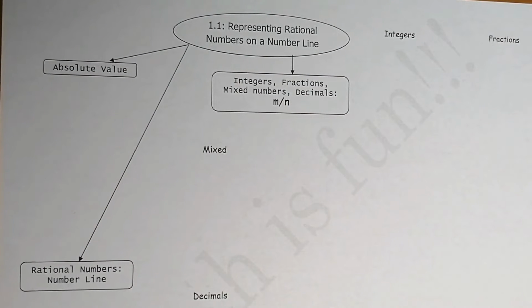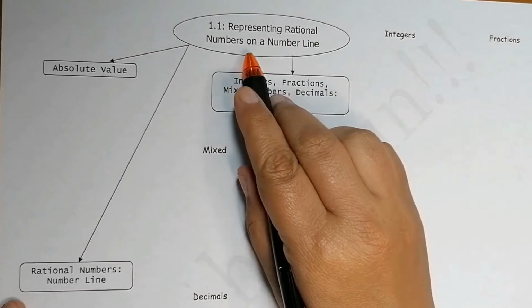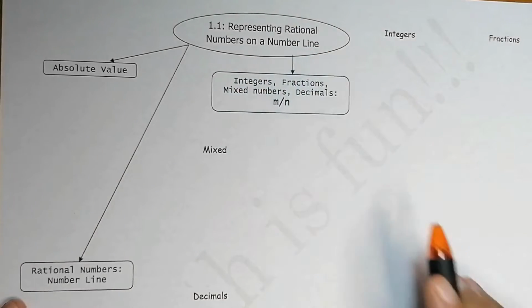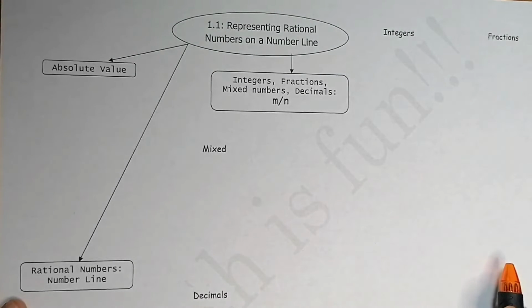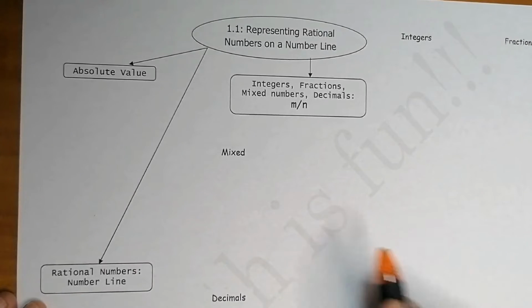Hello and welcome to Math and Focus Singapore Math Student Edition Course 2A, Subchapter 1.1, Representing Rational Numbers on a Number Line. Okay, so friends, as you can see, this chapter has three basic things to understand.